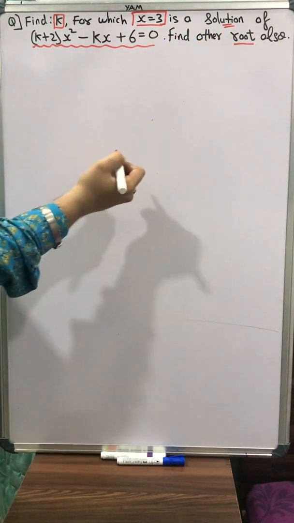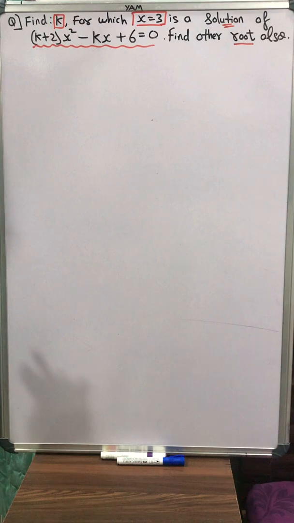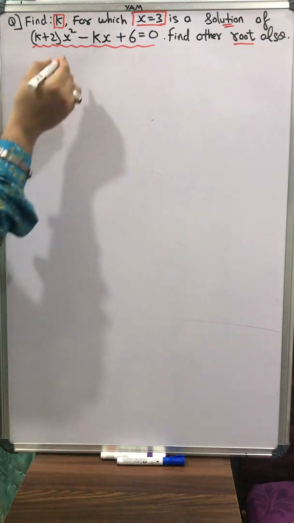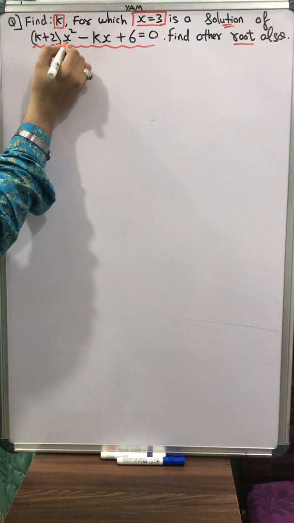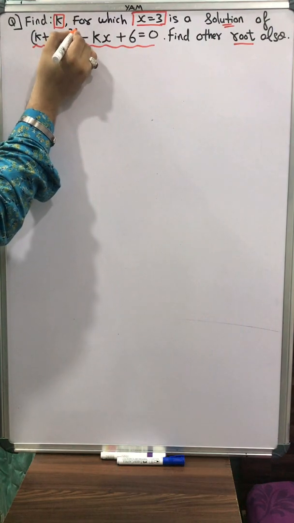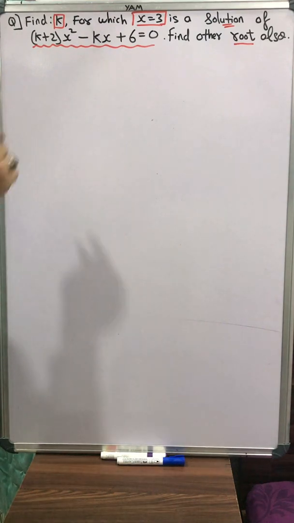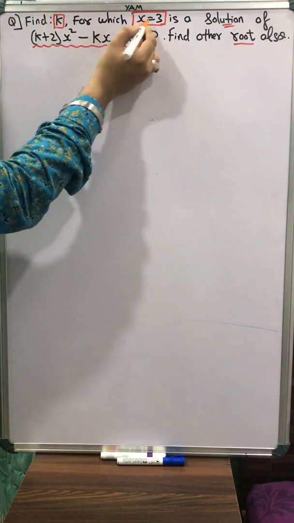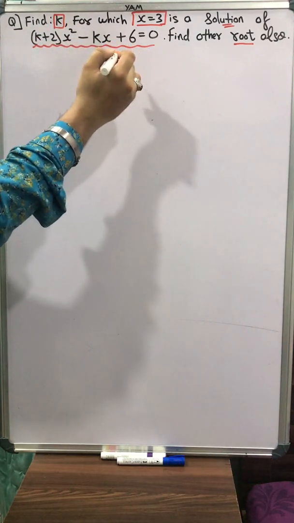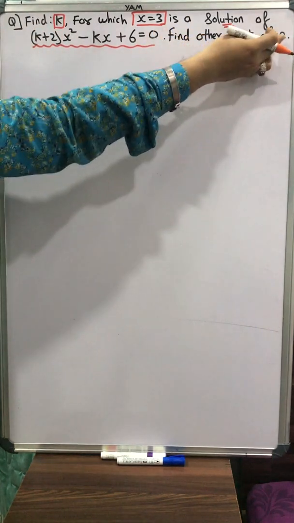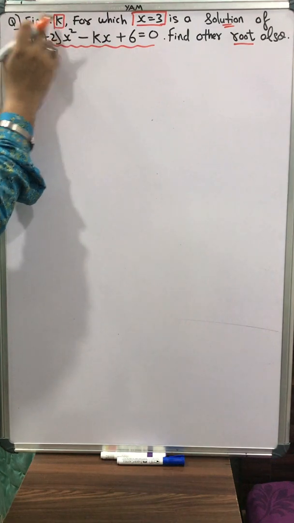So x equal to 3 is the root of this equation, and they are asking us to find the other root also. So how many roots will be there over here? Only 2 roots, because the highest degree over here is 2. If the highest degree is 3, then 3 roots are possible. If the highest degree is 4, then 4 roots are possible. So x equal to 3 is one of the roots, and we need to find the other root. Totally there are 2 roots only. But before going to this, we also have to find k.